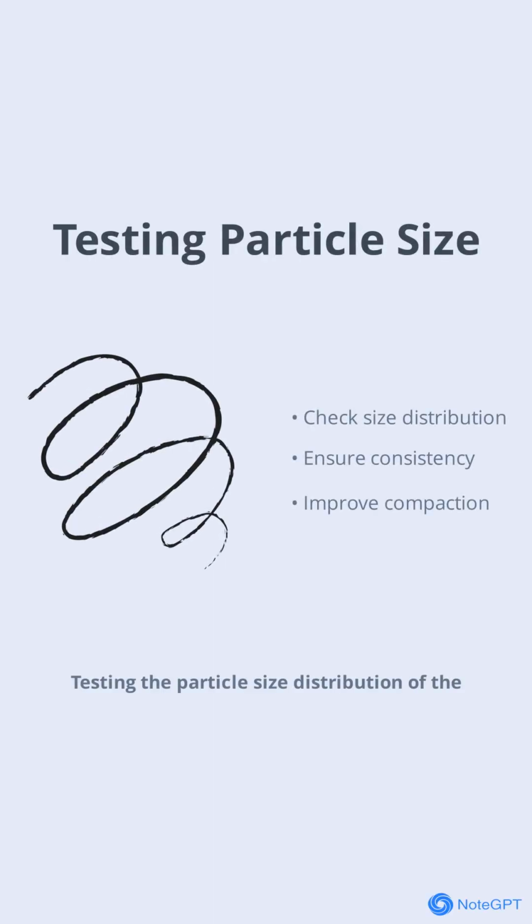Testing the particle size distribution of the rocks is a fundamental part of quality control. This ensures that the fill material is consistent and meets the specified requirements. Regular testing helps to identify any deviations early, allowing for corrective action before construction progresses too far. Consistent particle size distribution contributes to better compaction and overall structural stability.